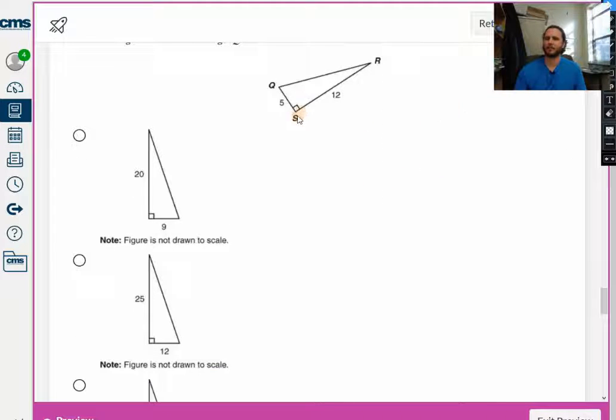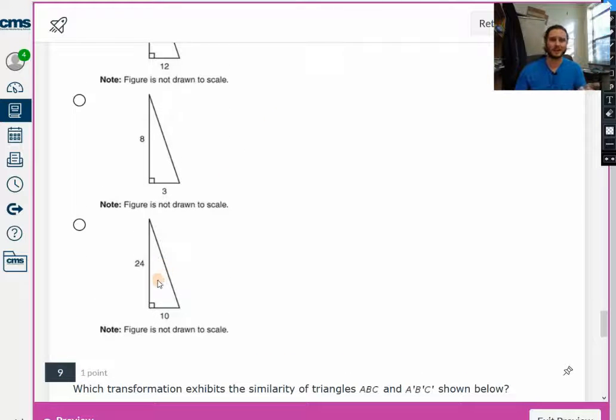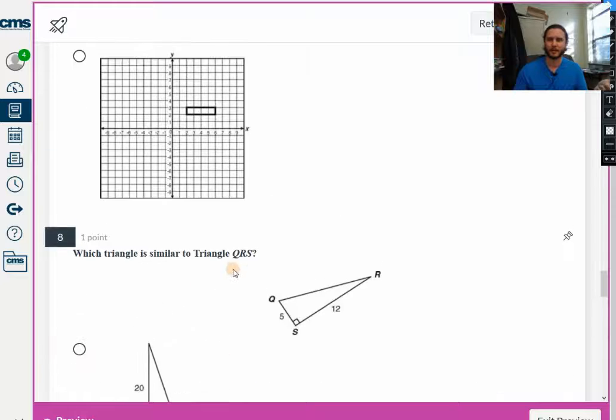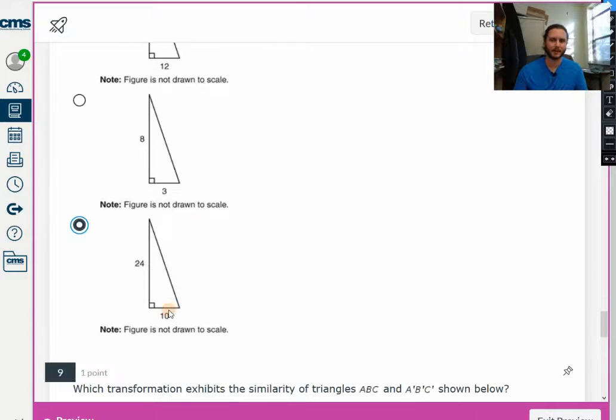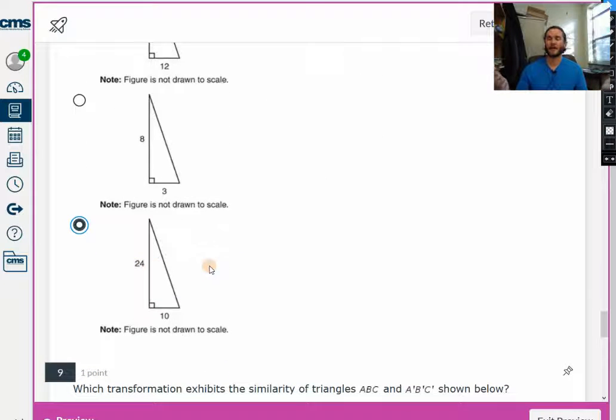But we're looking for a triangle that's proportional to something that is 5x12. So let's just see if there's any obvious correct answers first, before we start beating ourselves up. The bottom number should be a multiple of 5 if we were trying to make it easy. And it looks like that bottom one is the only one that works. If I did 5 times 2, that gives me 10. 12 times 2, that gives me 24.